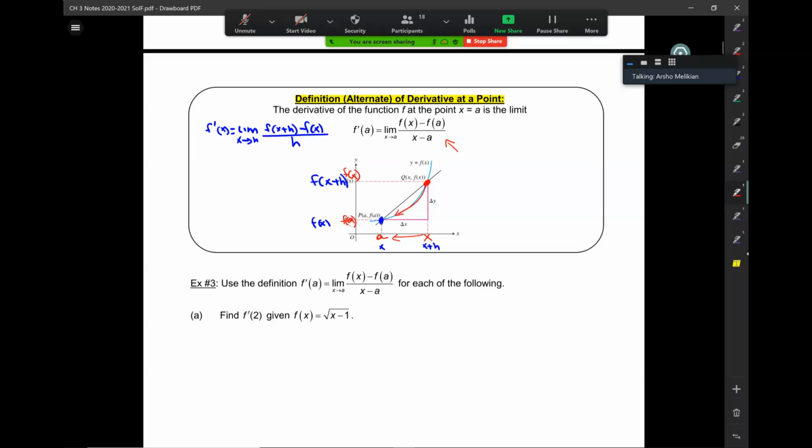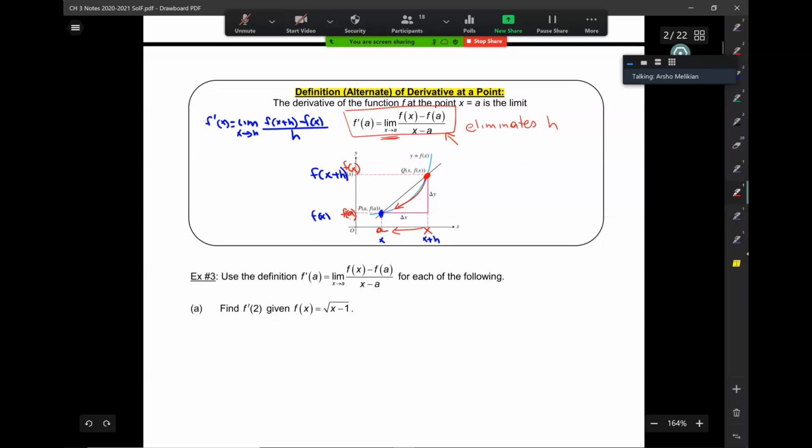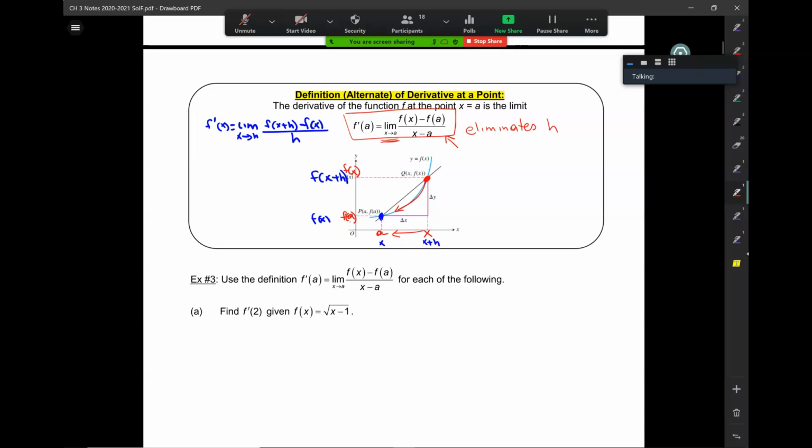But when does that become a tangent line? When x gets super, super close to a. So that now is the alternate definition of a derivative. What it does is it eliminates h. And so now you're like, well, which one do we use? If you're not told which one to use, obviously it's your choice.